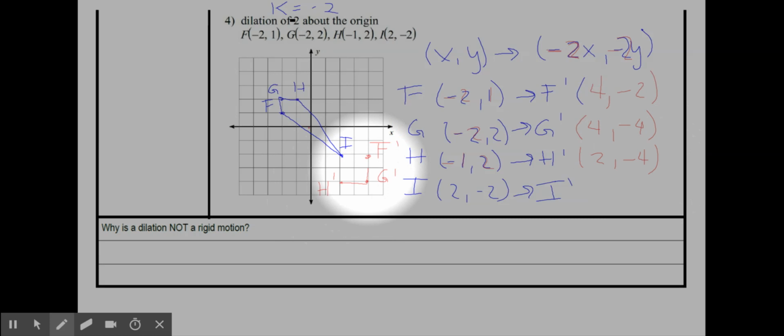I'm going to connect these as I go. And I, 2 times -2 gives us -4 and +4. So there's our I prime. So this one's really different. Not only did we grow, but we also had a little rotation of 180 degrees. Interesting.